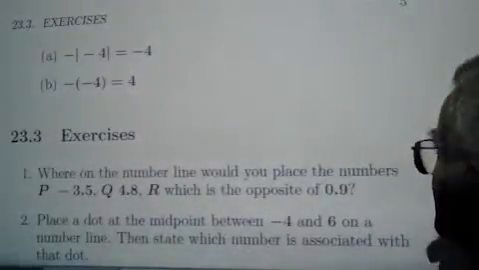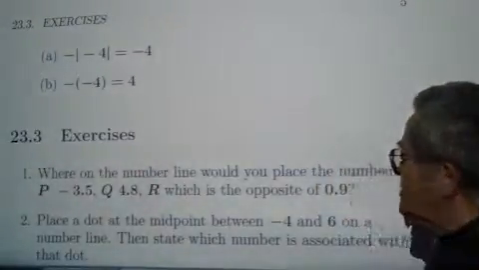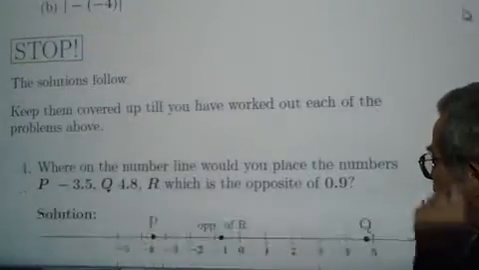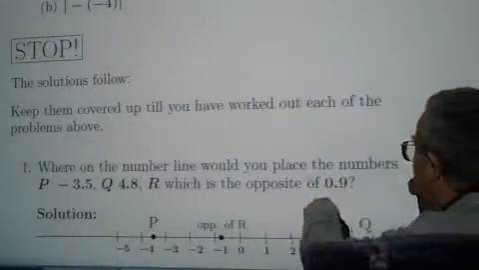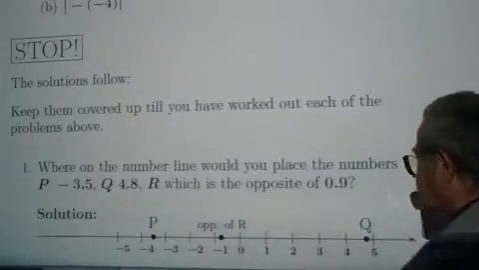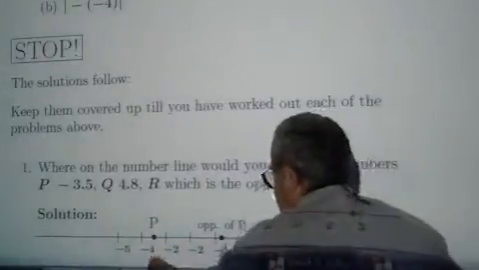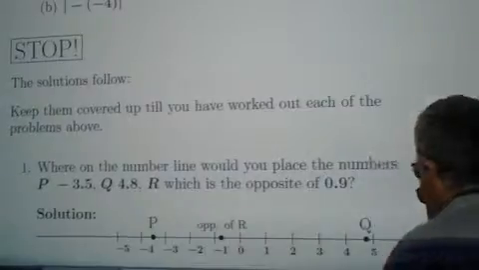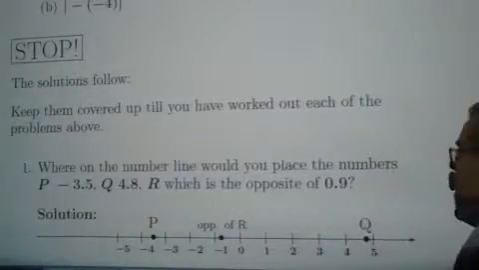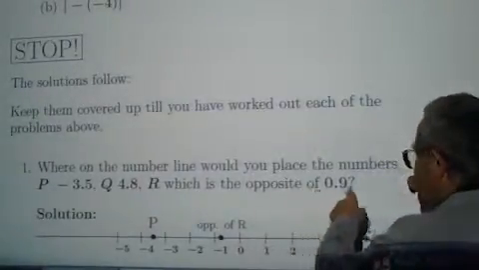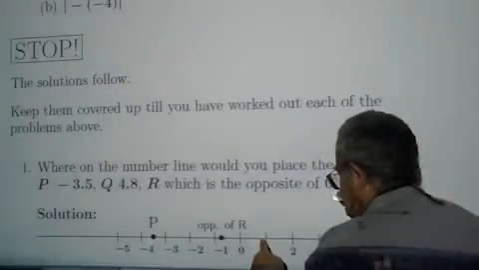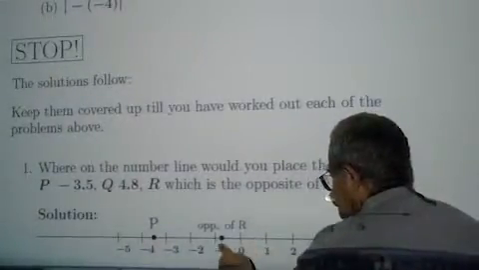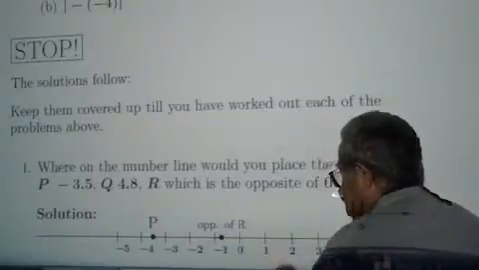Okay, this is exercise 23, chapter 23. And the problems I gave you, here are the solutions. Where on the number line would you place the numbers negative 3.5 between negative 3 and negative 4, positive 4.8 between 4 and 5, and R is the opposite of 0.9. This is 0.9, very close to 1. This is negative 0.9, very close to negative 1.